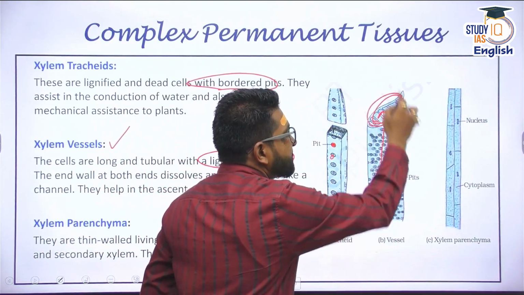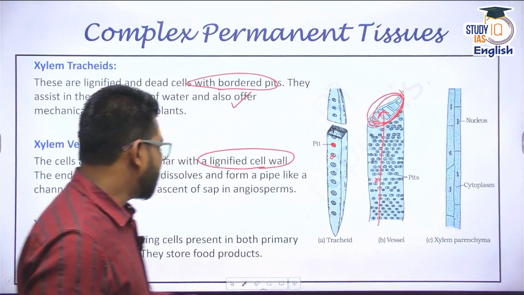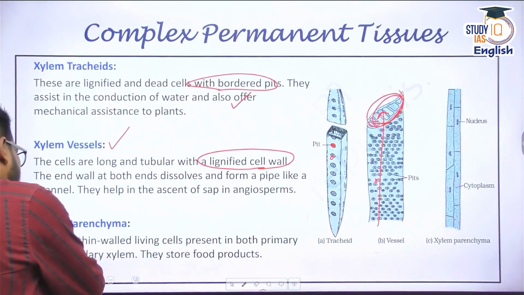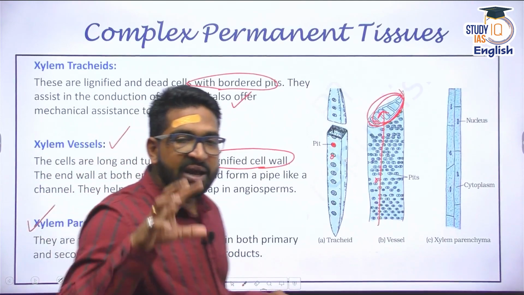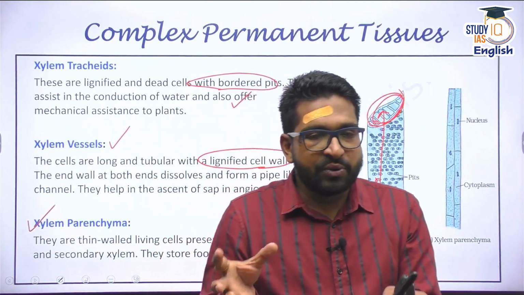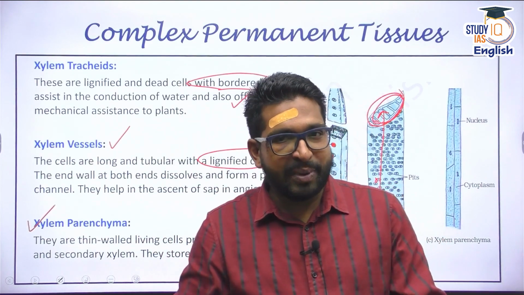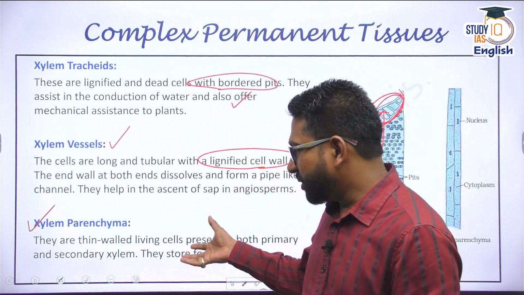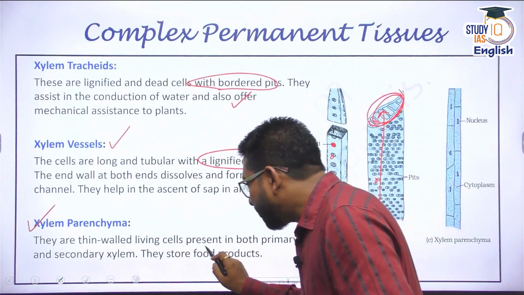They also have openings at the ends. Apart from that, there is xylem parenchyma. Now, as the name itself suggests, parenchyma are loosely packed, or there is a lot of intercellular space in these parenchyma cells or parenchyma tissue. And for xylem also, yes, these are made up of living cells.